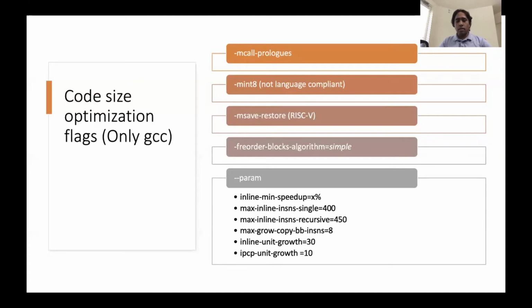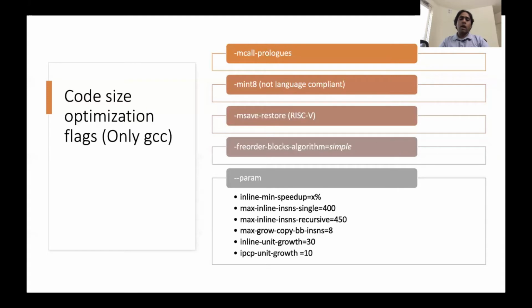The second to last is inline-unit-growth, which equals 30. This is per translation unit. So when we inline, a translation unit, basically a .c or .cpp file, can only grow by so much, and that heuristic is controlled by this flag. If you increase it, more functions per translation unit will be inlined.